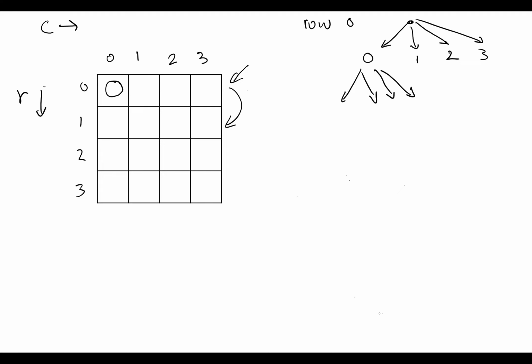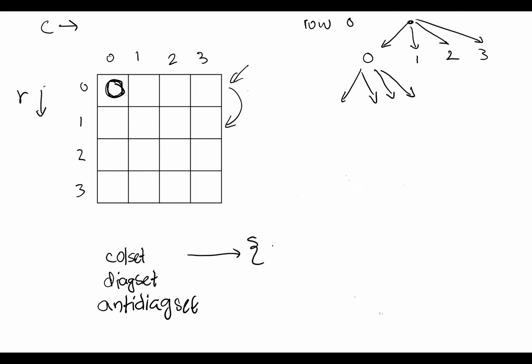Once I put it in 0, immediately I have to update which column and which diagonals have already been occupied, right? So let's do that. The column that is occupied is the 0th column. The diagonal set that is occupied is row minus column, and this one is row plus column. Row minus column: row is 0 and column is also 0, so the diagonal set is 0. The anti-diagonal set is row plus column, which is also 0. Next.